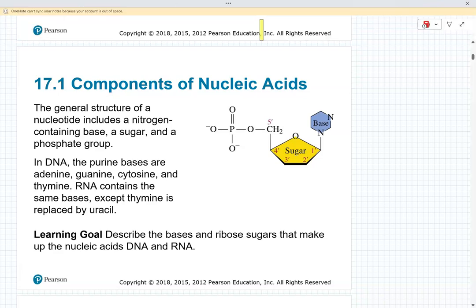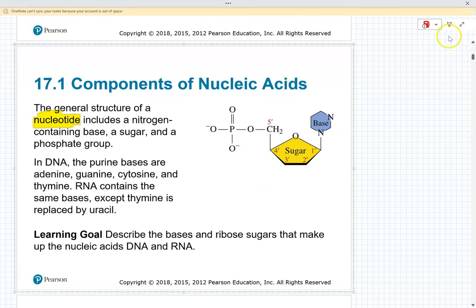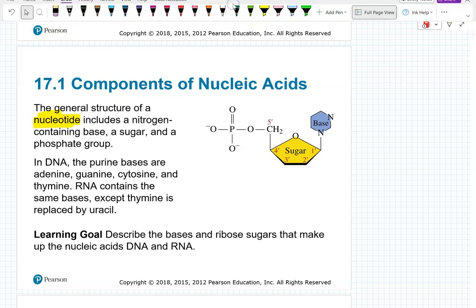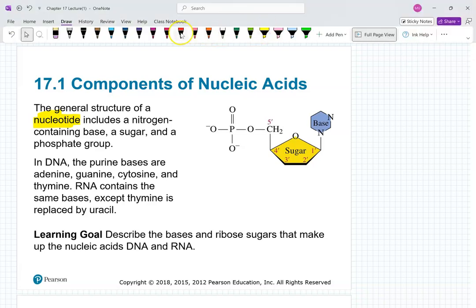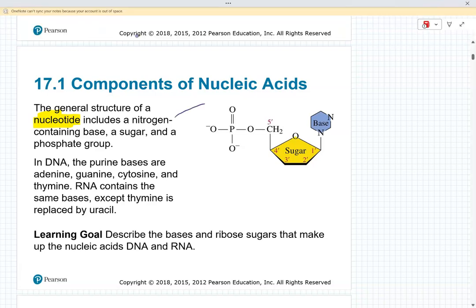You can see the general structure of a nucleotide on the left here, okay? And it consists of three components: a nitrogen containing base or nitrogenous base, a sugar, and a phosphate group.